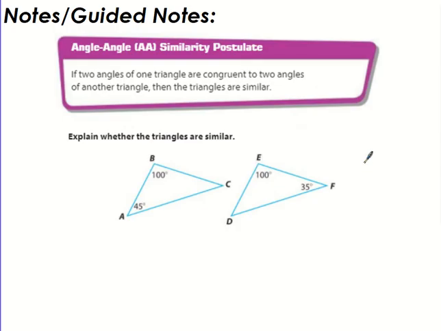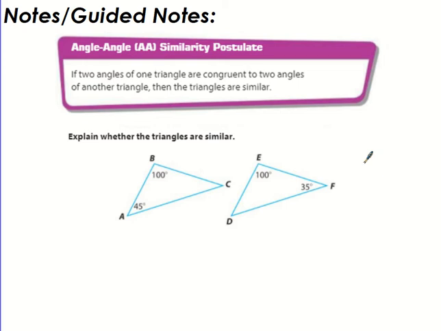All right, so the angle similarity postulate states that if two angles of one triangle are congruent to two angles of another triangle, then the triangles are similar. That's why it's just angle. Two angles have to match, and then the triangles are similar.